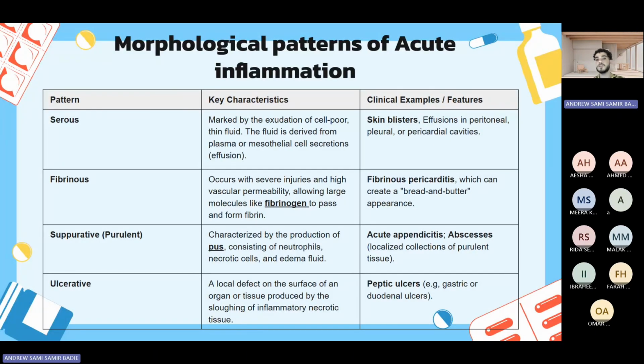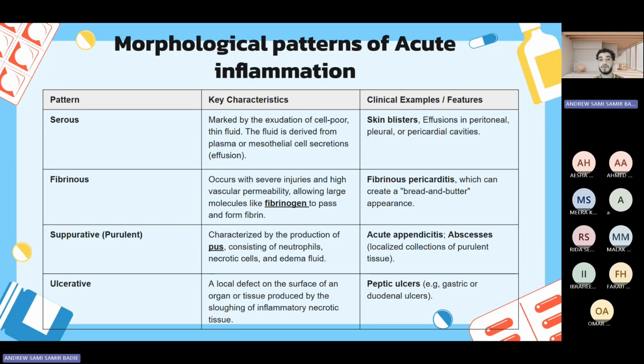In fibrinous, we have severe injury and high vascular permeability. We're going to see a lot of cells leaving the blood vessels. We're going to see a lot of fibrinogen, for example, leaving. Another example is fibrinous pericarditis. So we can see either serous or fibrinous, depending on the stimulus, depending on the content of the fluid itself.